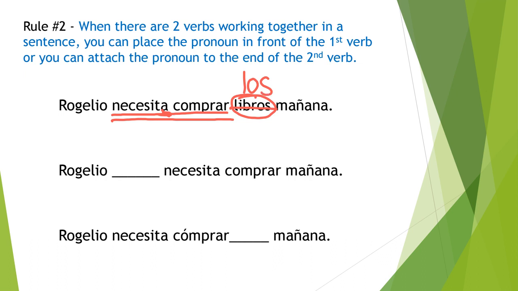We have a choice. We can put los before the two verbs, or we can put it after the two verbs. We can put it in the blank here before the first verb. Rogelio los necesita comprar mañana. Or we can do Rogelio necesita comprarlos, and we actually attach the los to the end of the second verb. Rogelio necesita comprarlos mañana. Either way, in English, these sentences say the same thing, which is Rogelio needs to buy them tomorrow.